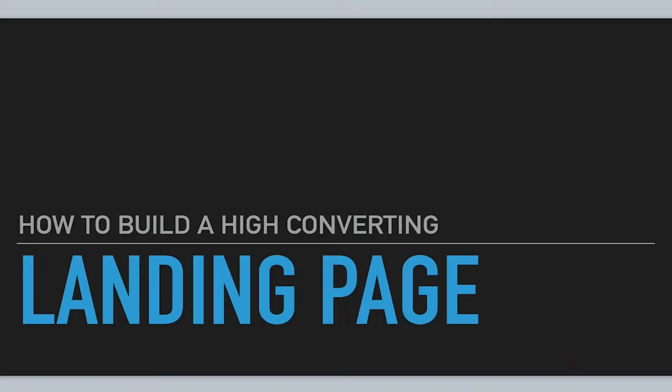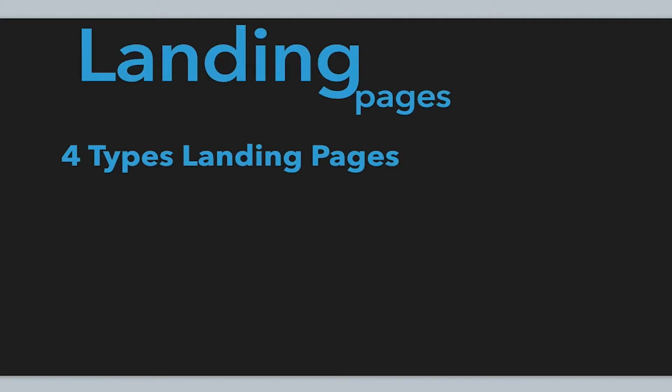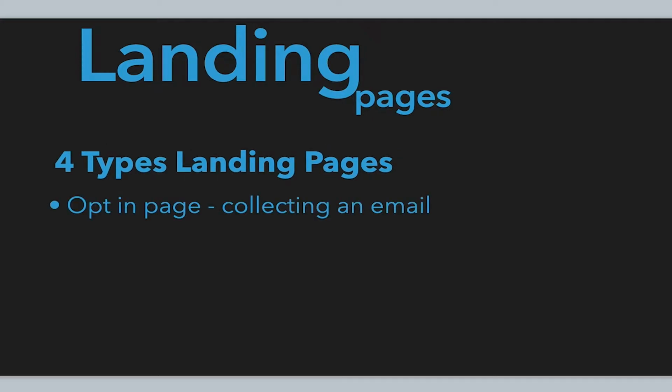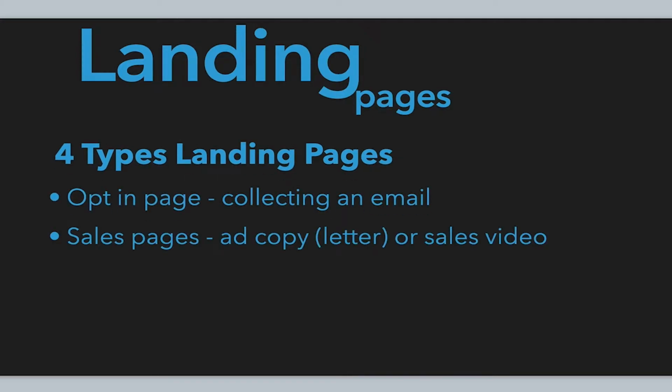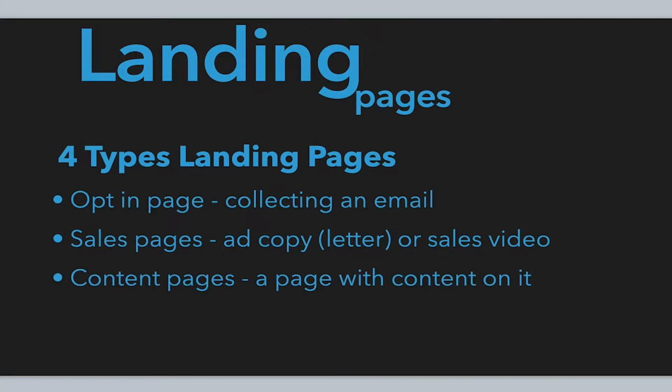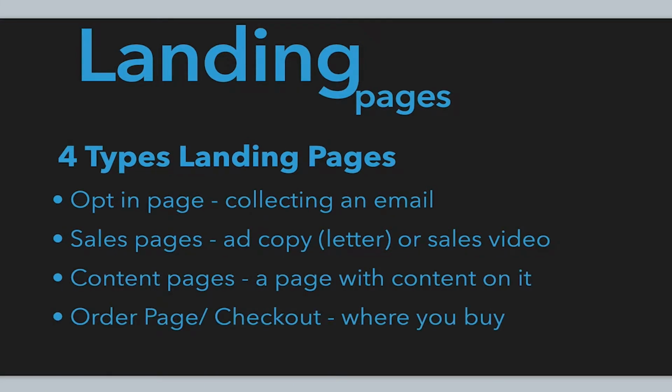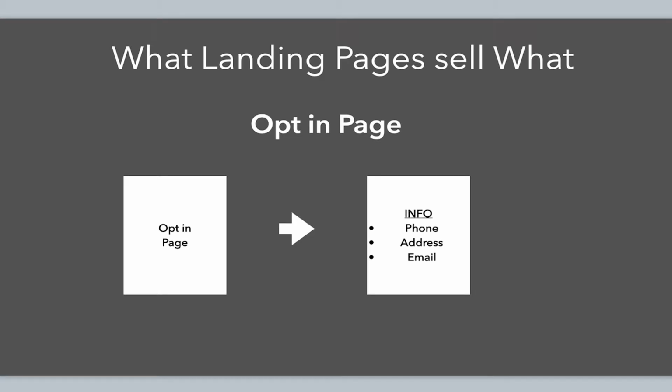All right, we're going to be jumping in on how to build a high converting landing page. Well, pretty much everything that you land on in the internet world is a landing page. So you can expect anything to be a landing page, but let's break that down a little so we can have a little more simplicity, because it seems a little confusing when you say everything is a landing page. We can expect to see 4 types of landing pages. We can expect to see an opt-in page, a sales page, a content page, and also an order page, also known as a checkout. Those are your 4 particular pages. So now let's take a look at what each one does.